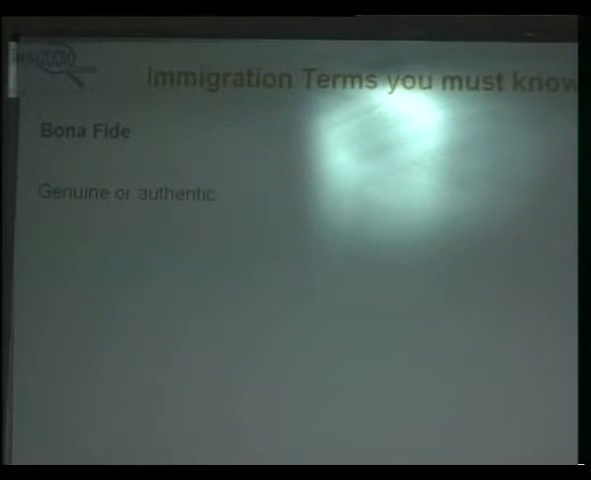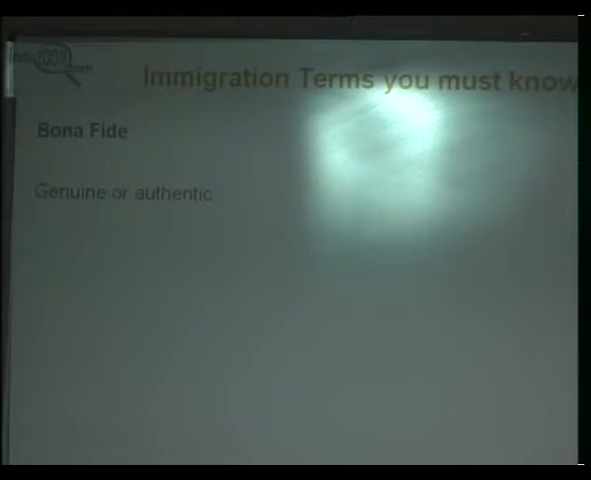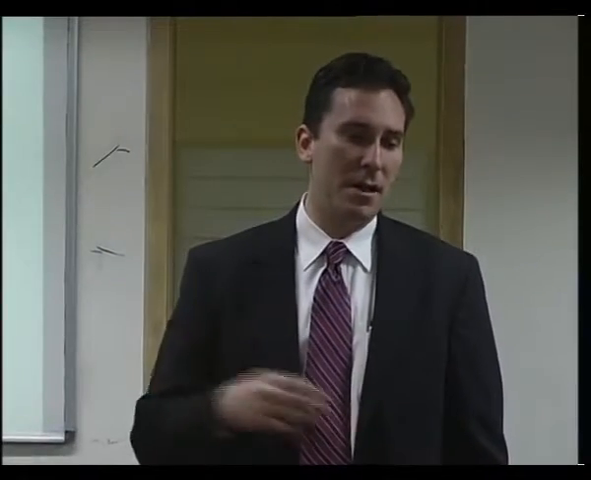Bona fide. This is a Latin word meaning genuine or authentic. So many times when immigration regulations are issued, they want to make sure that someone has a bona fide job offer or has a bona fide marriage to somebody else, to make sure that it's not just something that was for convenience.